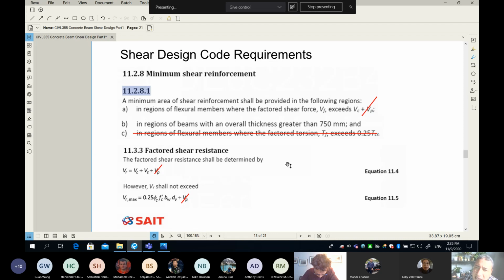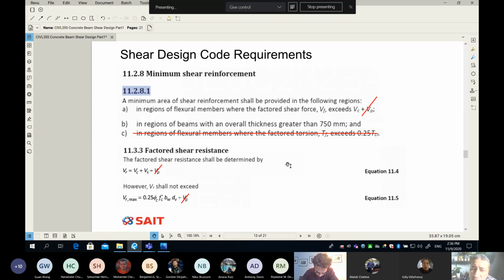Does this statement make sense to you? When the Vf exceeds the Vc, yeah, it makes sense, 100%. If concrete cannot do it by itself, let's say I have a force to resist equal to 200 and concrete can do only 100, what else can I do to make my beam safe? I need to add some stirrups. When Vf exceeds Vc, I need to come up with Vs to cover the shortage, the deficiency. So it means I need to provide this stirrup wherever on the beam Vf exceeds Vc.